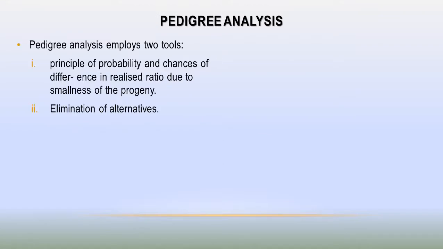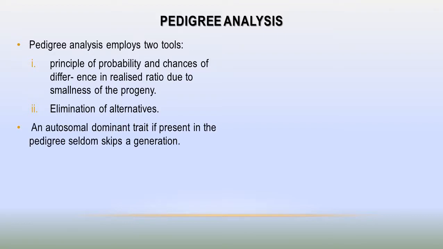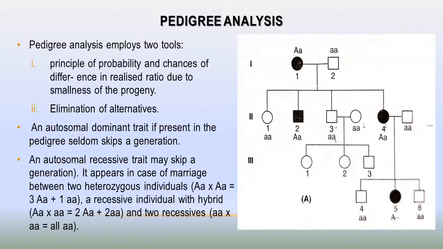Dear students, pedigree analysis mainly uses two tools. First is the principle of probability, and second is elimination of alternatives. So the pedigree charts which we are going to construct mainly depend upon these two tools. When we construct a pedigree chart for an autosomal dominant trait, we observe that the autosomal dominant trait never skips generations. You can see this with the help of this diagram.